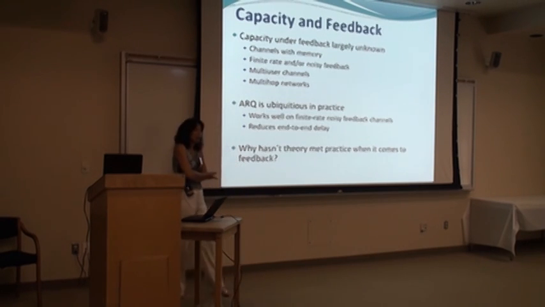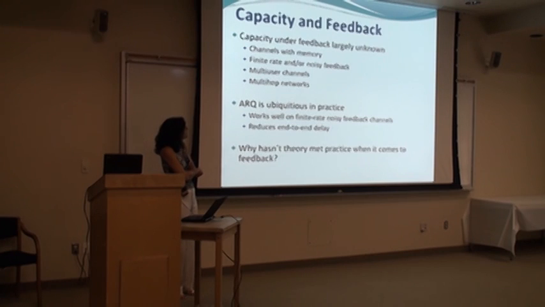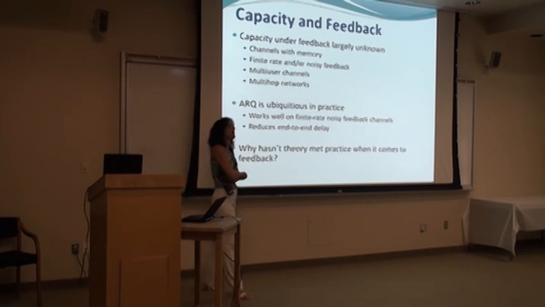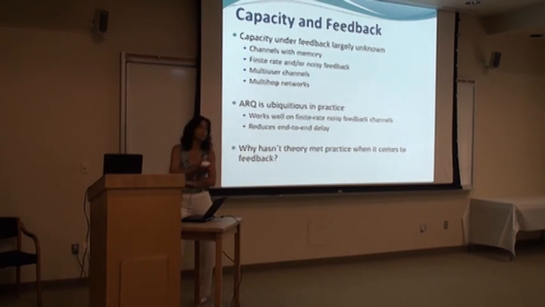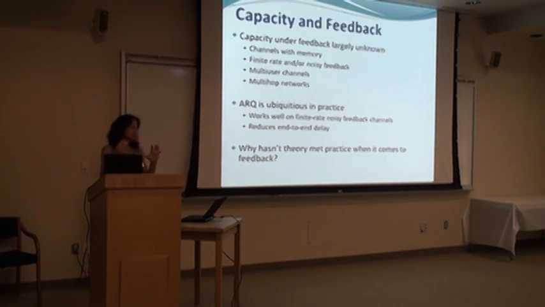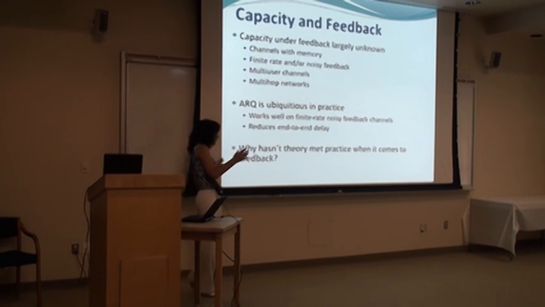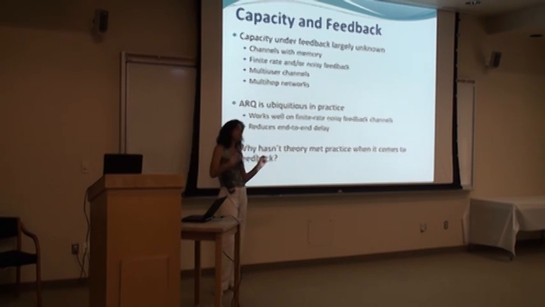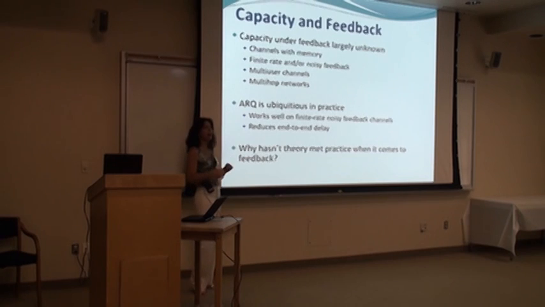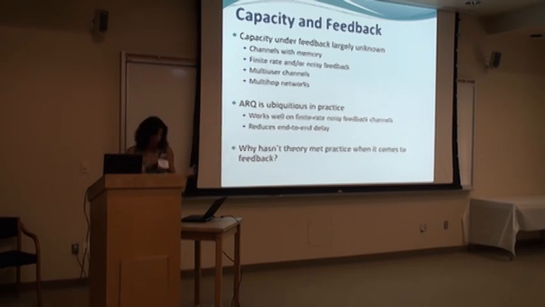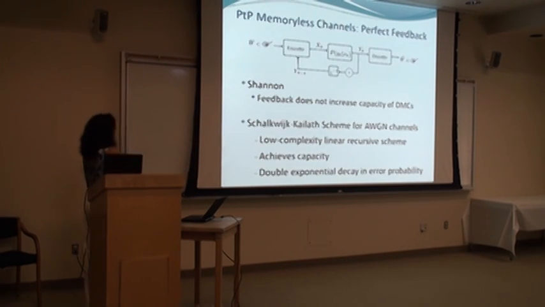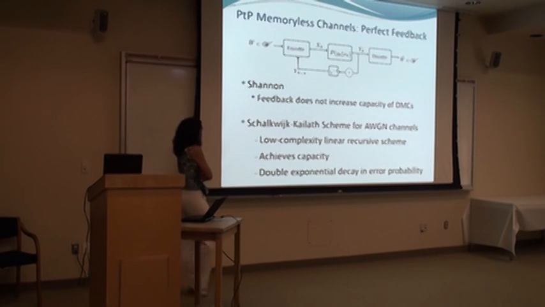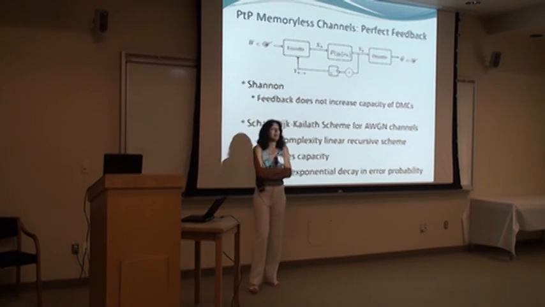So I don't know why. I think a lot of it stems from the fact that it's been so hard to get any kind of results under feedback. So there's very, very limited results, and usually what happens is you take a very general setup and solve it and get insights, and then you specialize. We still don't have the general results, so nobody's bothered to look at finite rate, noise, etc. until recently.